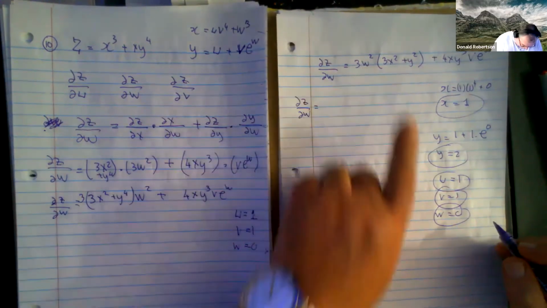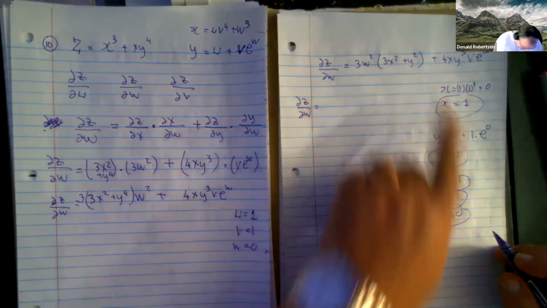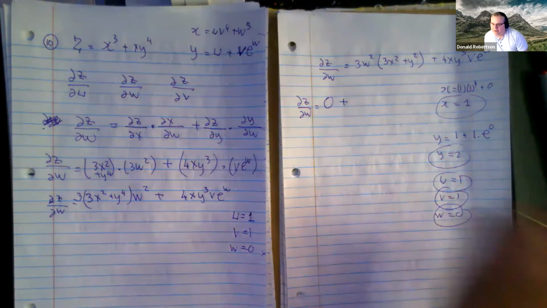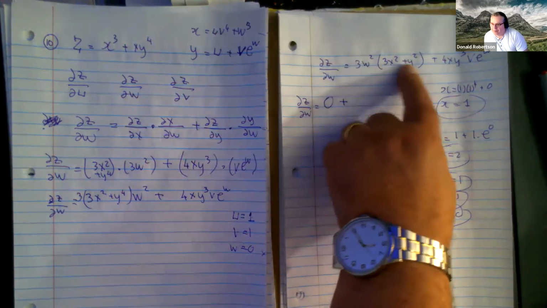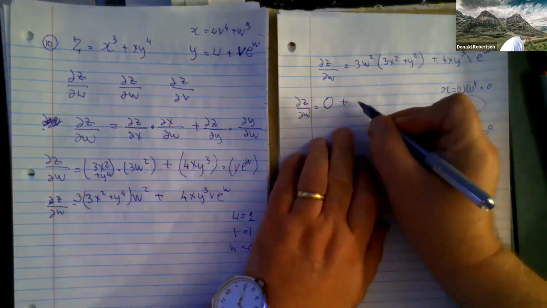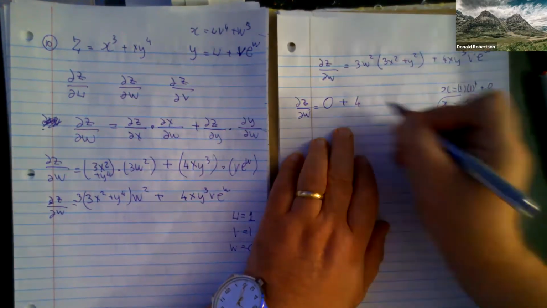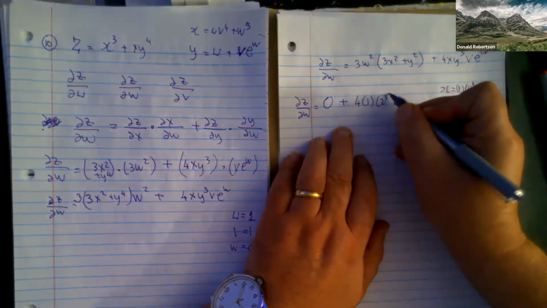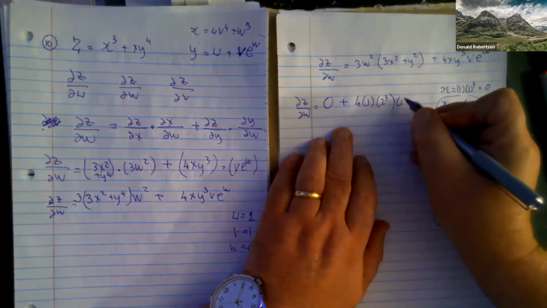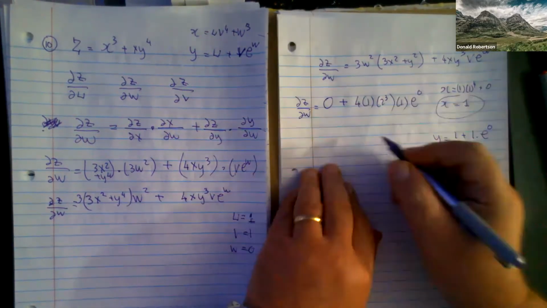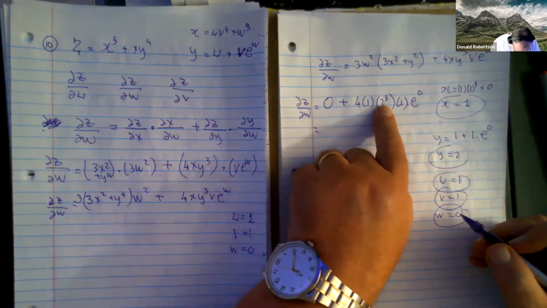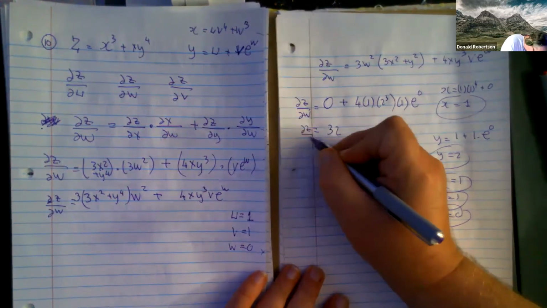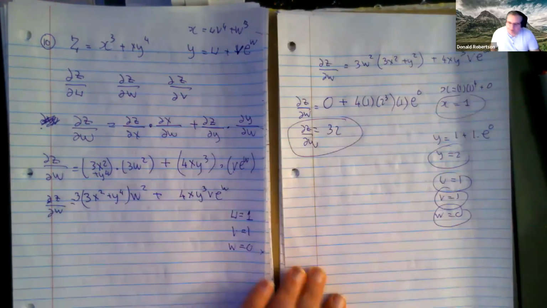3 times w squared is nothing, and nothing times everybody is nothing. So I'm not even going to bother to calculate it because I know it's going to be nothing. Does that make sense? That bit there pretty much destroys it. Now I've got 4 times x times y cubed times v times e to the 0. Well, that's 4 times 8 is 32, times 1 times 1. So the answer, at least for that one, would be 32.